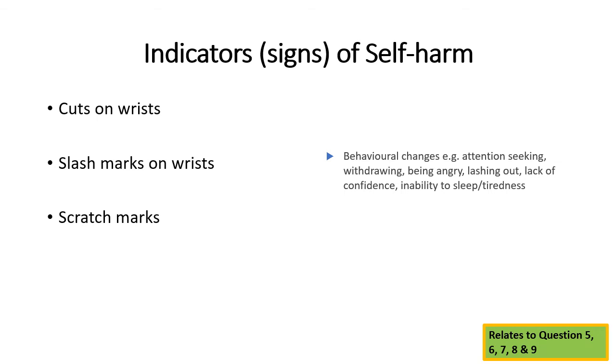Here are some of the indicators and signs of self-harm. So having cuts on the wrists, slash marks on the wrists, scratch marks, behavioural changes. So for example, attention seeking, withdrawing, being angry, lashing out, lack of confidence, and the inability to sleep and tiredness.